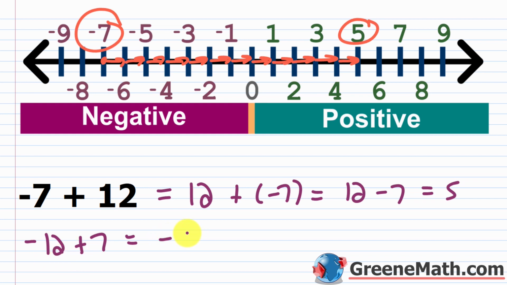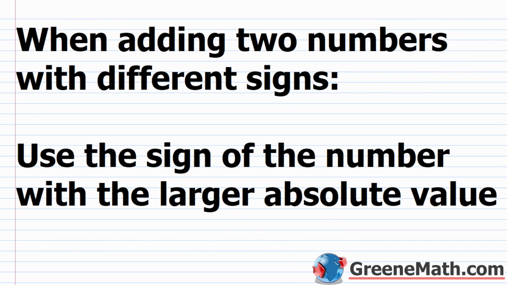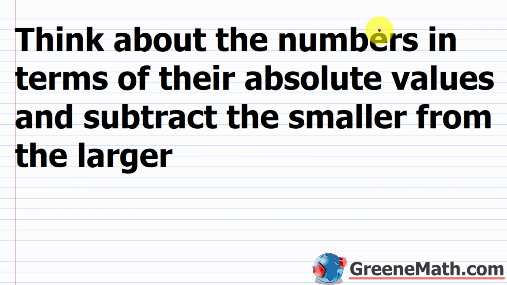So this will be negative. And then I'm just going to say, okay, what is 12 minus 7? Just subtract the absolute values, the larger minus the smaller. 12 minus 7 is going to be 5. So this ends up giving me -5. All right, let's go through the procedure and then we'll just run through a bunch of problems. So when adding two numbers with different signs, use the sign of the number with the larger absolute value. Then think about the numbers in terms of their absolute values and subtract the smaller from the larger. So you're doing a subtraction problem, figure out what your sign is, and then just subtract the absolute values, larger minus smaller. That's all it is.